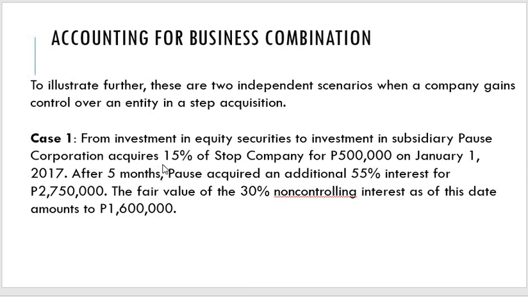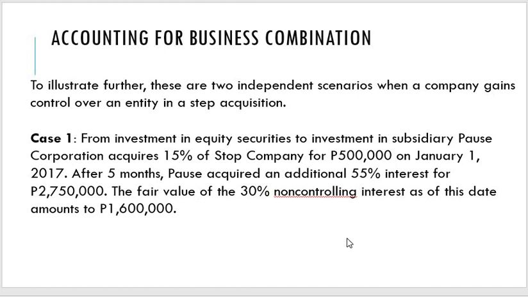Boss Corporation acquires 15% of stock company for 500,000 on January 1, 2017. So after 5 months, Boss acquired an additional 55%. So how much na yung percentage niya? That's 55 and 15%. Okay? That's 70% na. So it's more than 50% of the voting power, no, of an entity. So therefore, since more than 50% na siya of the voting power of an entity, then it's an investment in subsidiary na that will be accounted under IFRS 3.